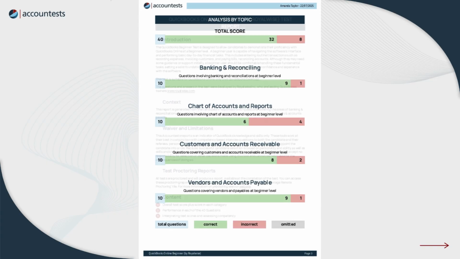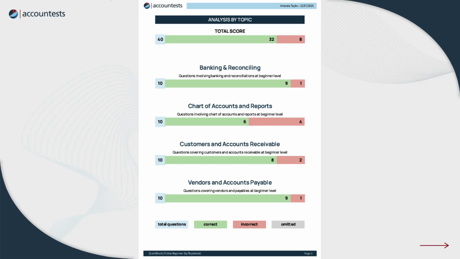If we go to the next page, this shows you the candidate results, so you can see the total score. So 40 questions, the green bar shows you how many they got correct, the red bar is how many they got wrong, and if there's any grey portion on there, it's questions that were not answered.